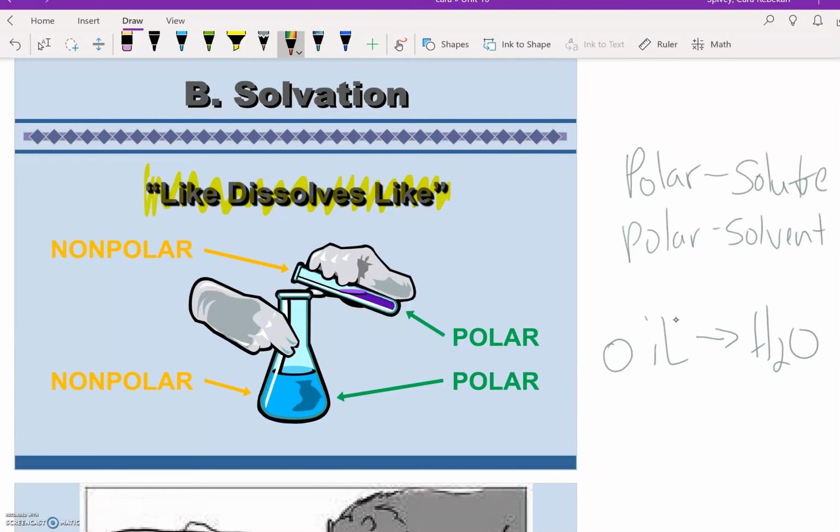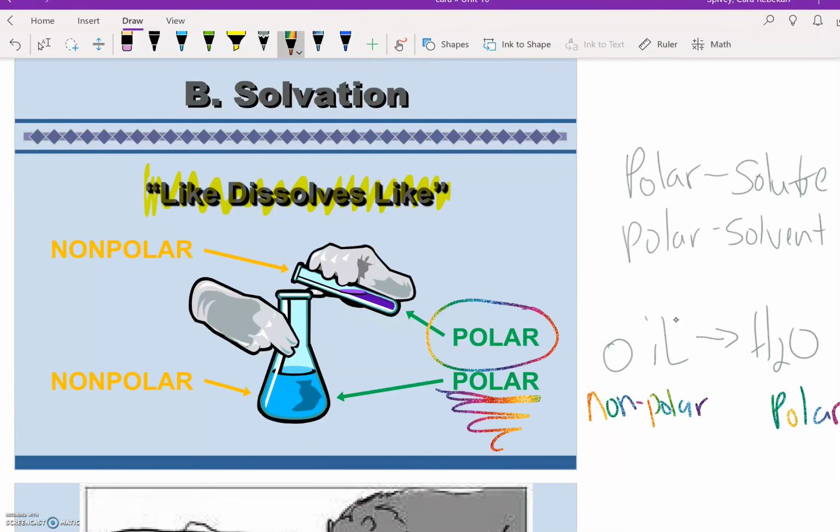The reason why is because water is polar and oil is non-polar. So we would never be able to get these things to dissolve each other. If you want to dissolve something that's polar, you must have something polar. If you want to dissolve something that's non-polar, you need something that's non-polar. So keep that in mind.